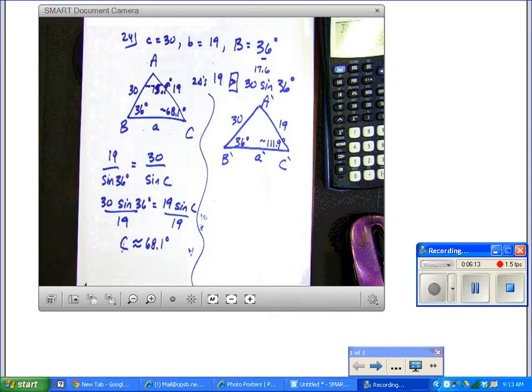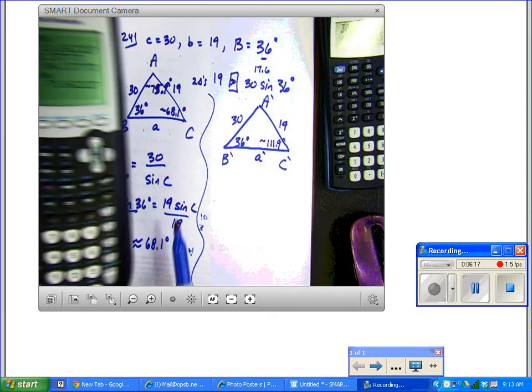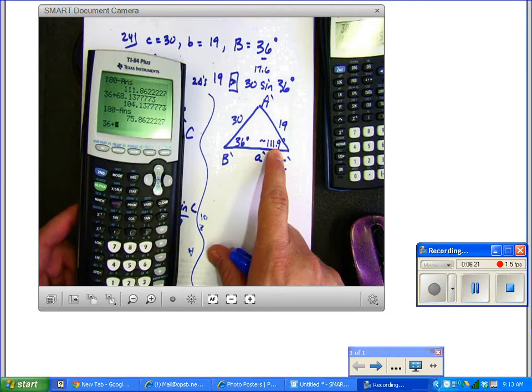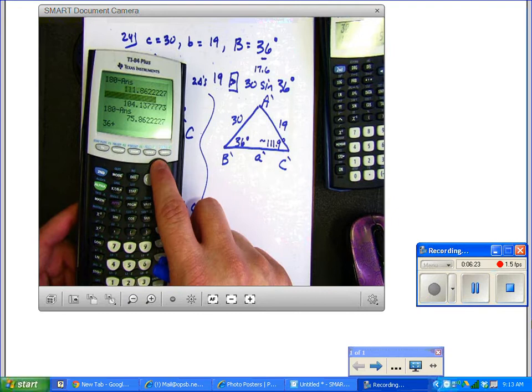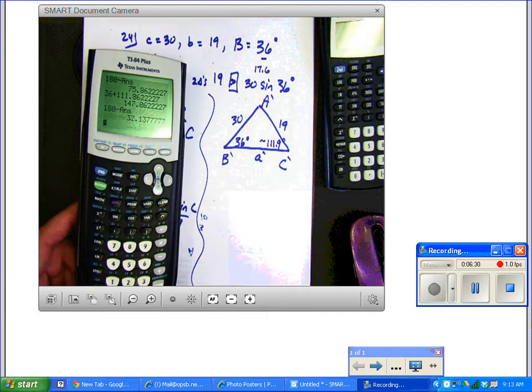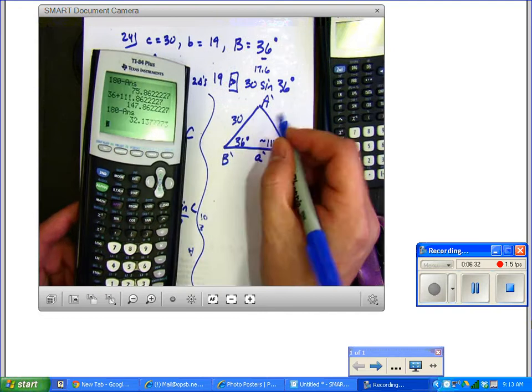Oh, okay, I'm sorry. All right, now let's find this one. So let's say 36 and then 111.9, and then subtract that from 180. So about 32.1 degrees there.